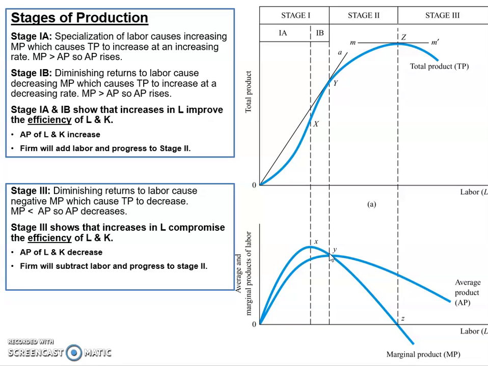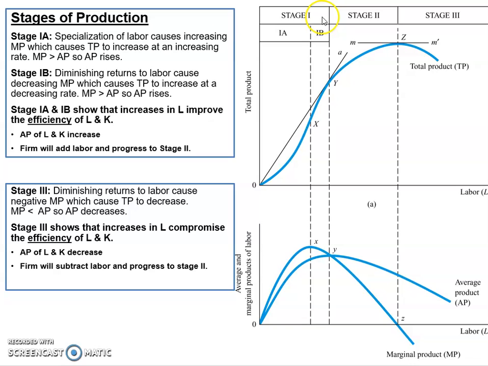We can think about the efficiency of labor and capital over any stage. And efficiency for our purposes is going to be measured via average product. Well, notice in stage 1A, the average product is going up. So we would say the efficiency of labor is increasing. Notice that when we go through 1B, the average product is continuing to go up. So we would say the efficiency of labor is increasing. When it comes to labor, stage 1 exemplifies greater efficiencies.